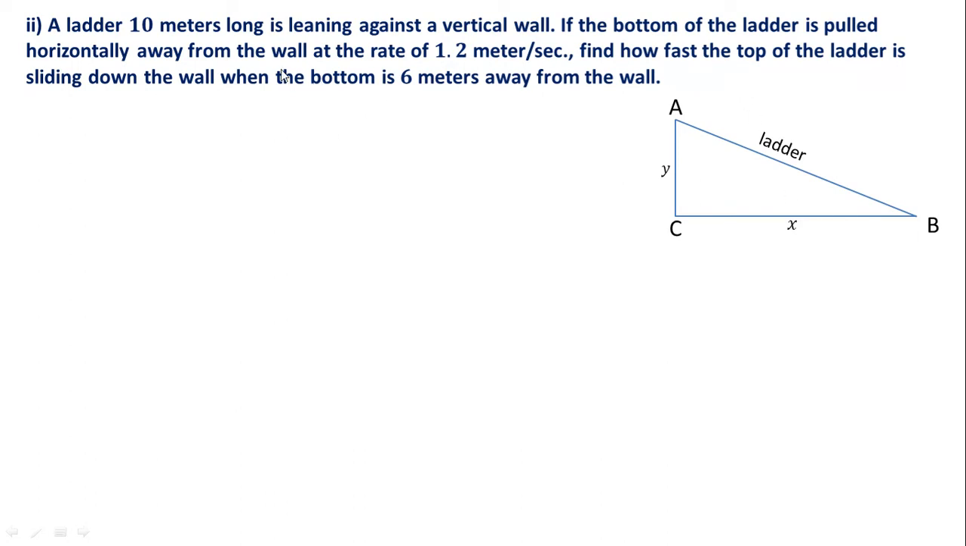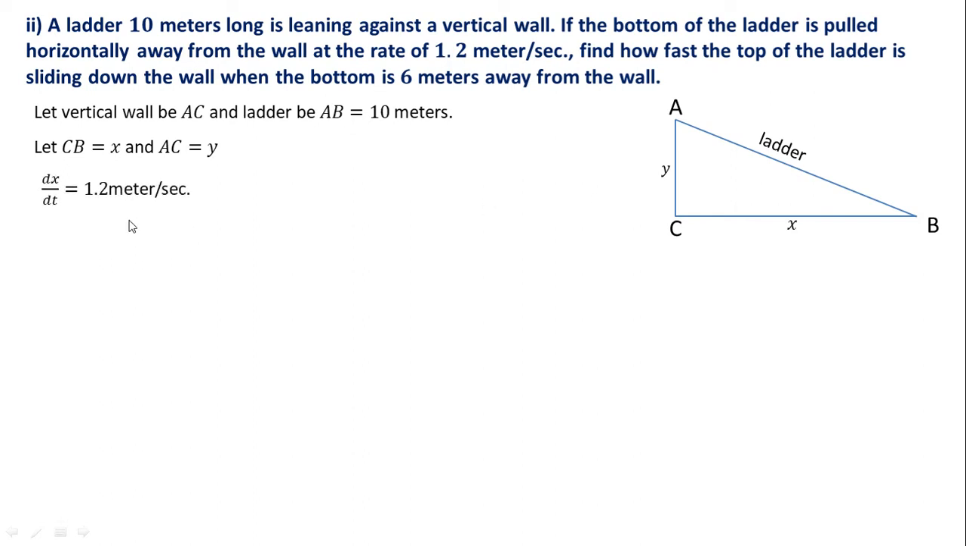Now as per this diagram, we have written here, let the vertical wall be AC and the ladder AB is equal to 10 meters. Now let CB be X and AC is equal to Y as shown in this figure. Now here what is given to you, dx by dt is 1.2 meter per second.